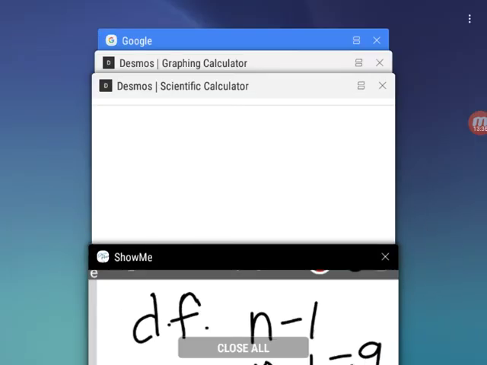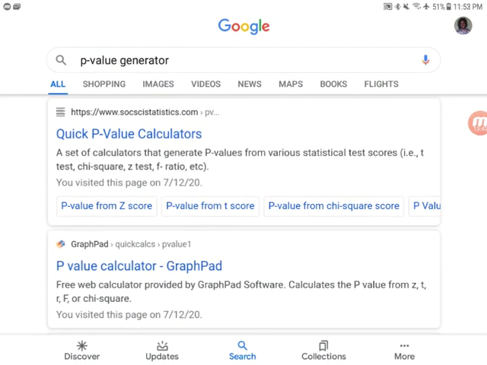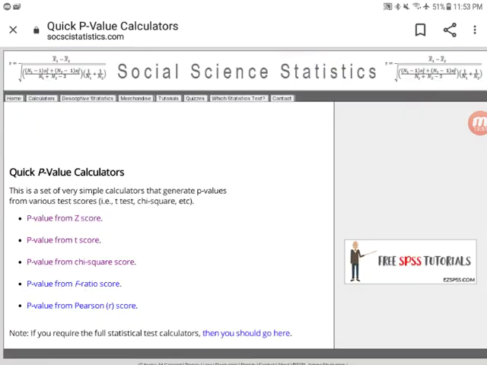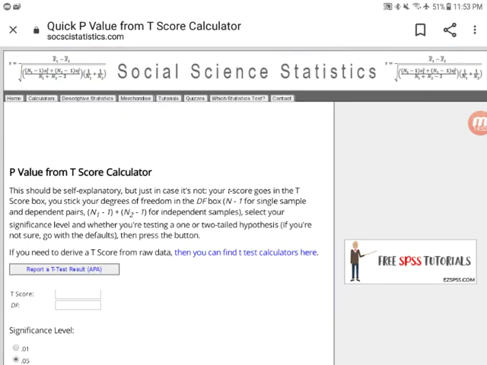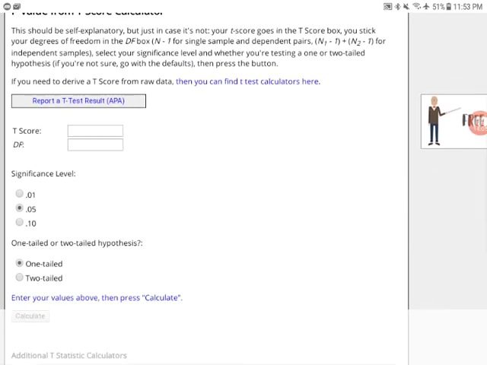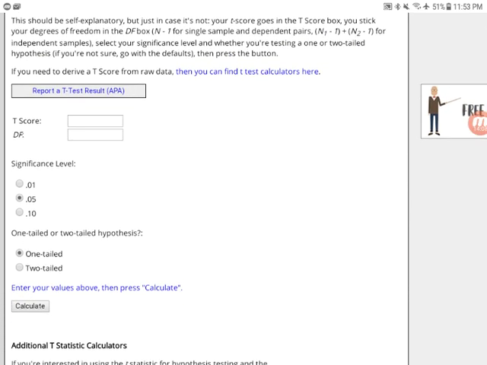I'm going to go to our p-value generator. I just Googled p-value generator, and I'm going to click on the very first one. We are looking at the p-value from a t-score. That's what we just found, a t-score. So we're going to click on the second one. And notice the information they gave us. They want to know what is our degree of freedom, what is our significance level, and they want to know if it's a one tail or a two tail hypothesis. We already have all this information.